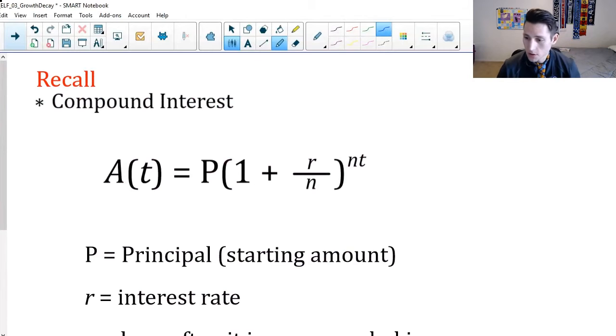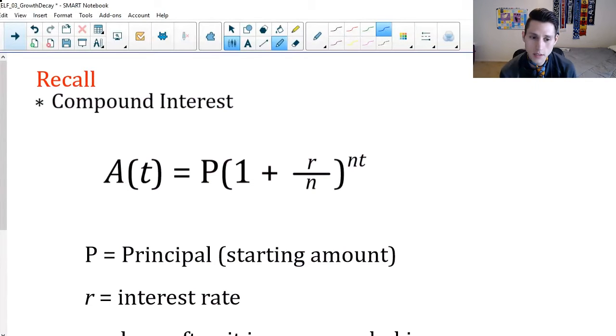All right, so we're going to talk about growth and decay. And one of the most common forms of exponential growth is compound interest. These are super common problems. You see these show up on the ACT and various end of course exams and various standardized tests like that a bunch. There'll be a question every now and then.